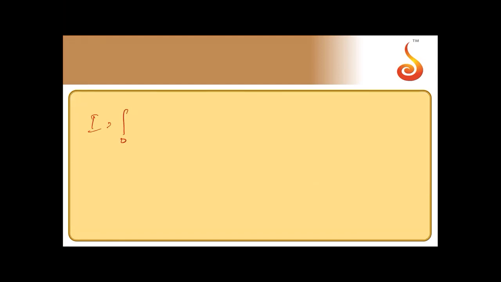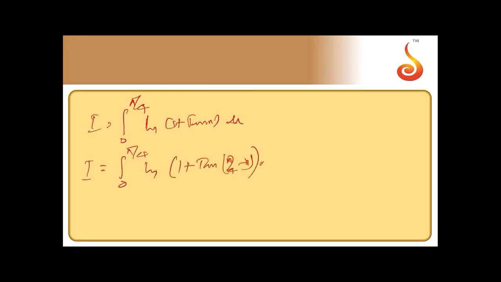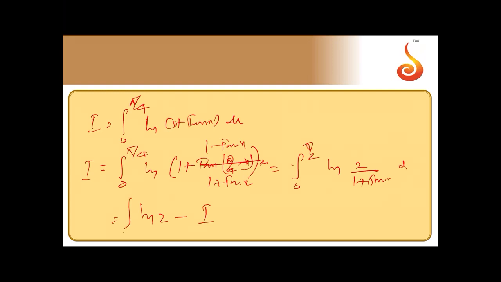Let me check. I is equal to the integration from 0 to pi by 4 of logarithm of 1 plus tan x. Yes, of course, when you apply the property that integral 0 to a of f of x dx is the integral 0 to a of f of a minus x, you'll be getting 1 plus tan of pi by 4 minus x. And of course, this can be replaced by 1 minus tan x by 1 plus tan x. That is equal to the integration from 0 to pi by 4 of logarithm of, when you take the LCM 1 plus tan x, you'll be getting 2 divided by 1 plus tan x. Split into parts, I think it is log 2 minus I.